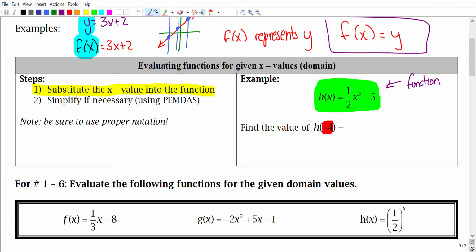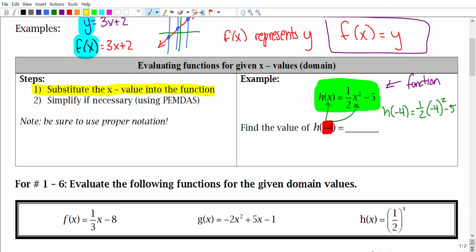So what do I have to do? Well, what's being asked? It says to substitute in that value into my x values, into the function, right? And I notice right away here that I actually have two x values. So when I rewrite this function, I'm going to write h of negative 4 equals 1/2, and then another negative 4 squared minus 5.